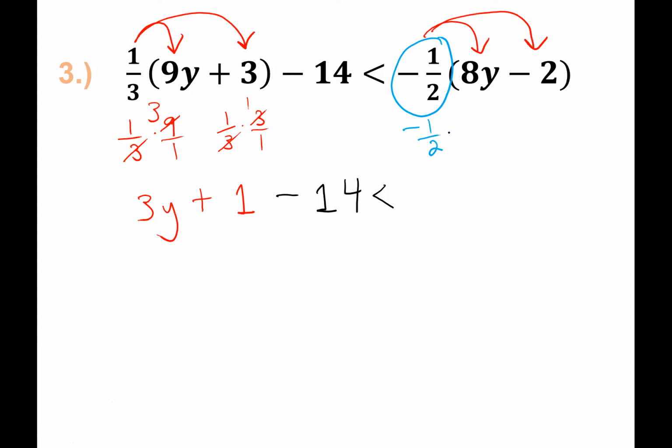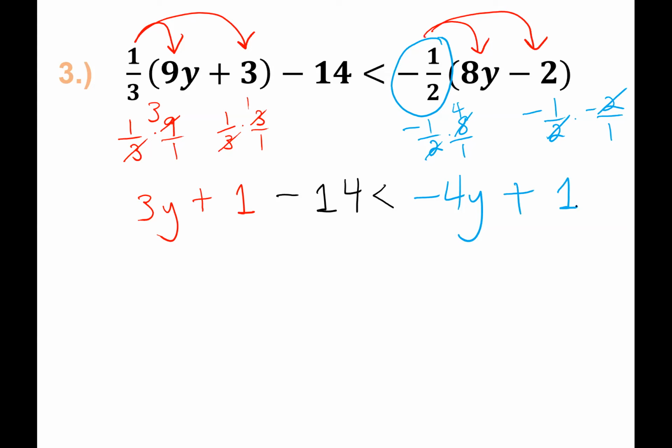Negative 1/2 times 8y. We need to figure out negative 1/2 times 8 over 1, reduced by 2. So that becomes negative 1 over 1 times 4 over 1, which is just negative 4. So I'm going to write negative 4y. And then we'll move on to the next term, negative 1/2 times negative 2. Putting it over 1. Negative times negative, this is now positive. So I'll be writing a plus sign. And then the 2's cancel out. This is just plus 1. So here's where we are. 3y plus 1 minus 14 is less than negative 4y plus 1.